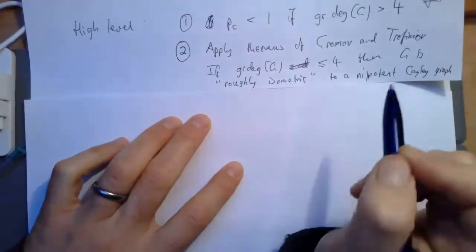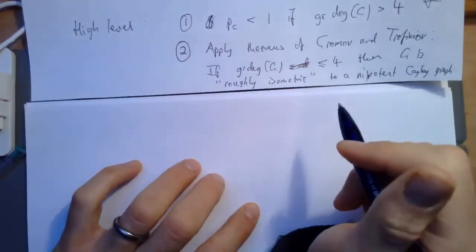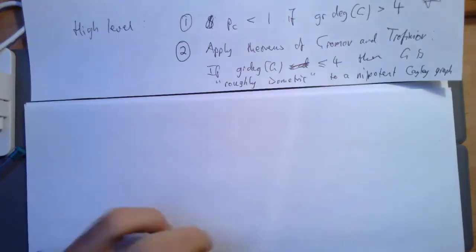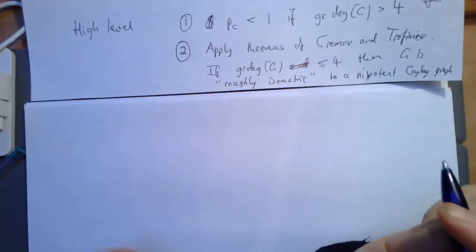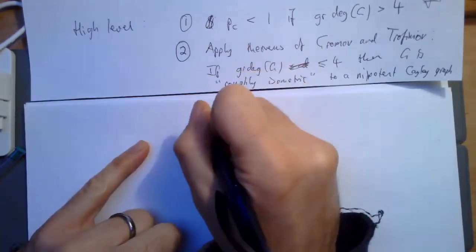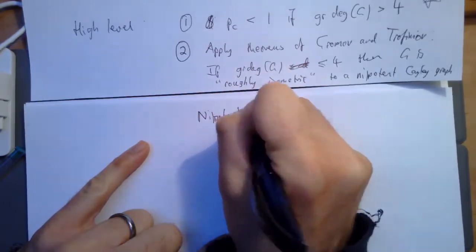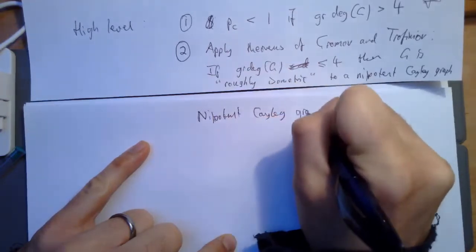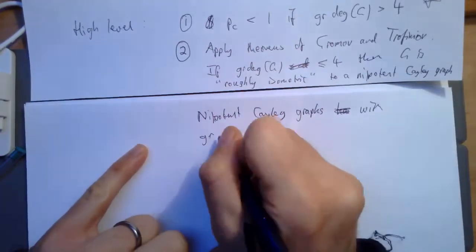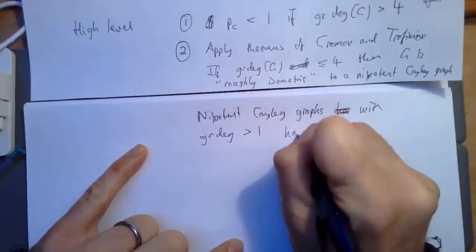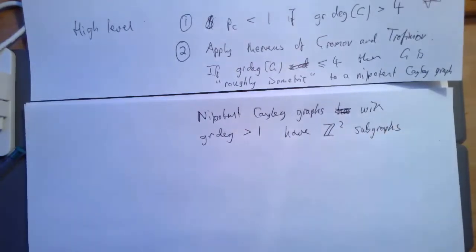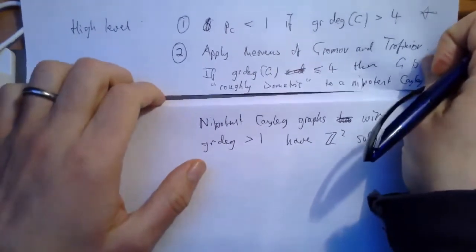Anyway, and I also don't want to tell you what a Nielsen. Oh yeah, that's true, Ariel. That's a good point. So the value of PC may change, but the property of PC being strictly less than one doesn't change under rough isometry. And in particular, why this is useful is that nilpotent Cayley graphs with growth degree greater than one have Z squared subgraphs. Okay. So let's just recap what I've said.